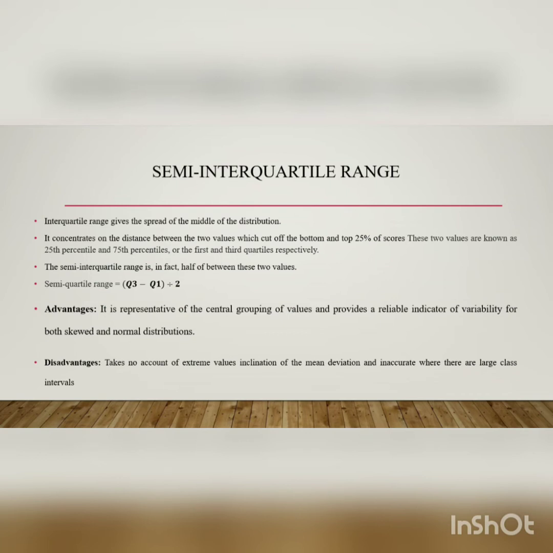Interquartile range gives the spread of the middle of the distribution. It concentrates on the distance between the two values which cut off the bottom and top 25% of scores. These two values are known as the 25th percentile and 75th percentile, or the first and third quartiles respectively. The semi-interquartile range is in fact half of the distance between these two values. So it can be calculated by Q3 minus Q1, divided by 2.